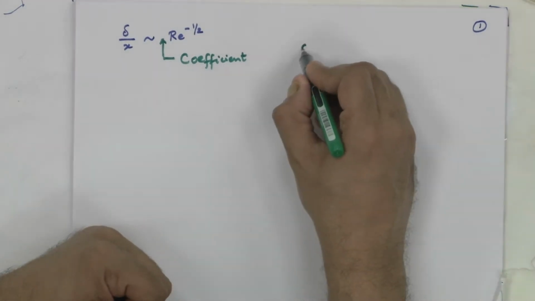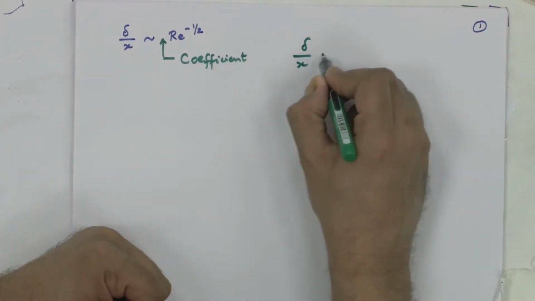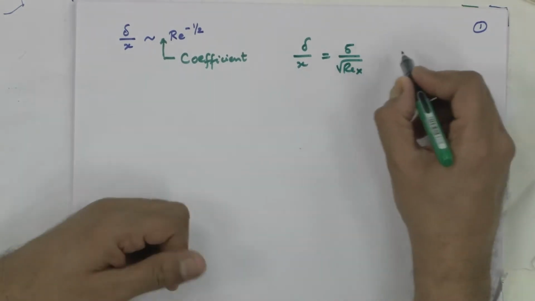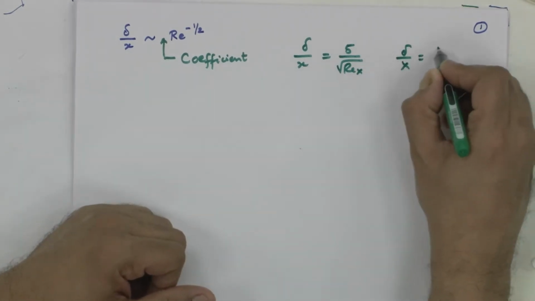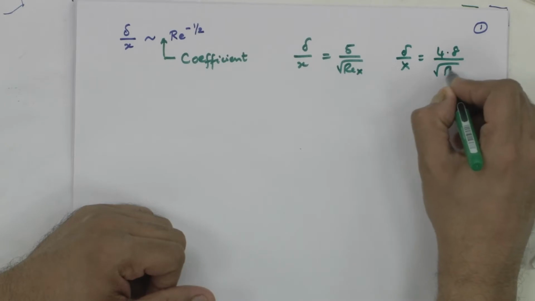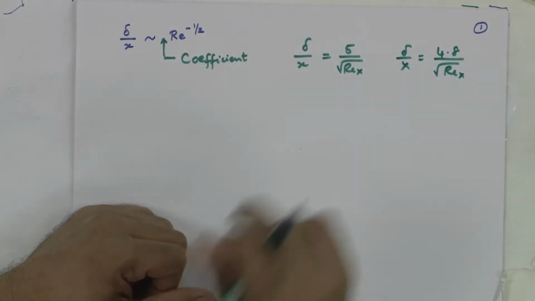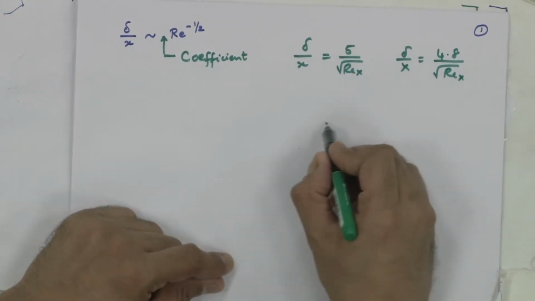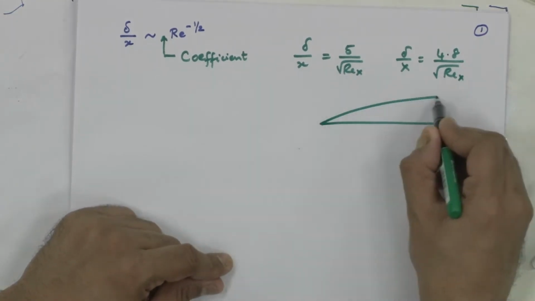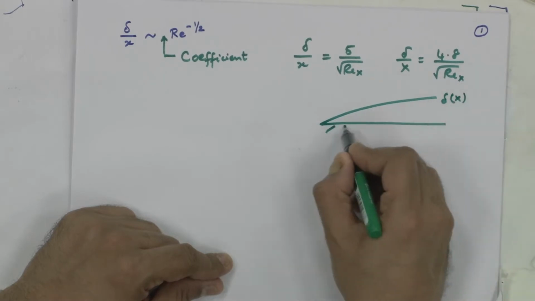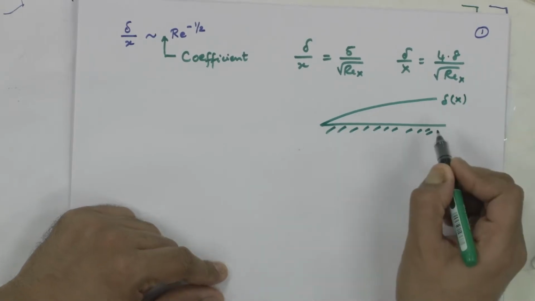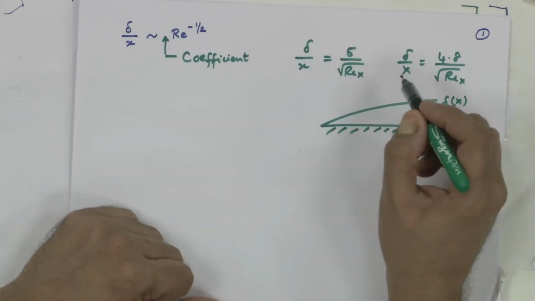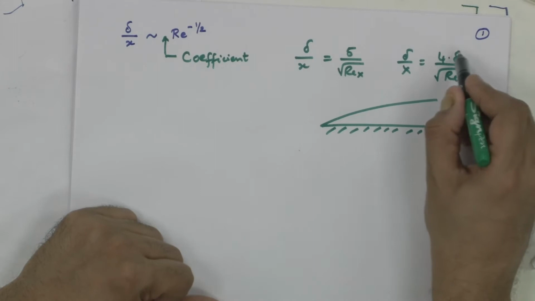So, delta by x could be equal to 5 divided by Re to the power 1/2, or delta by x could be 4.8 divided by Re to the power 1/2. Whatever it be, this coefficient dictates the rate of growth of the boundary layer. So, this is delta as a function of x, correct. Now the accuracy of the prediction of delta depends on the accuracy of this coefficient.